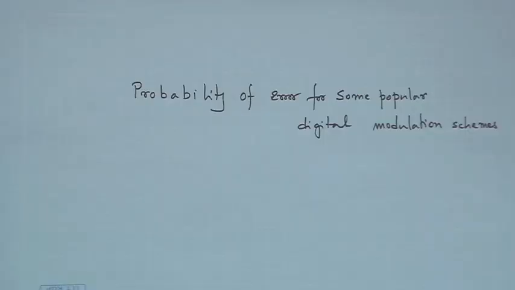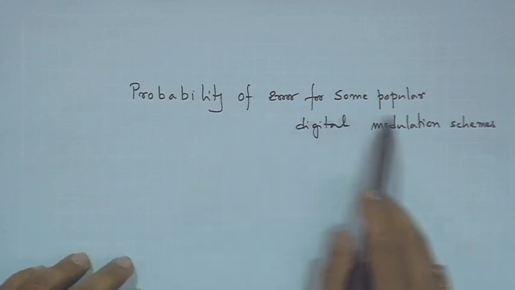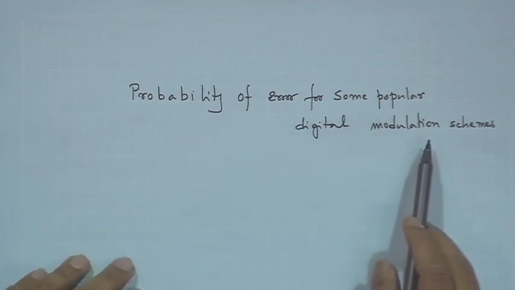Welcome to the course on modern digital communication techniques. As you are well prepared now that we have discussed receivers, that means we have seen the signal transmitted through the channel, received and processed, and finally a decision has been made. So now it is important that we try to analyze the performance of the system that we have created. So what we are going to discuss is the probability of error for some popular digital modulation schemes.